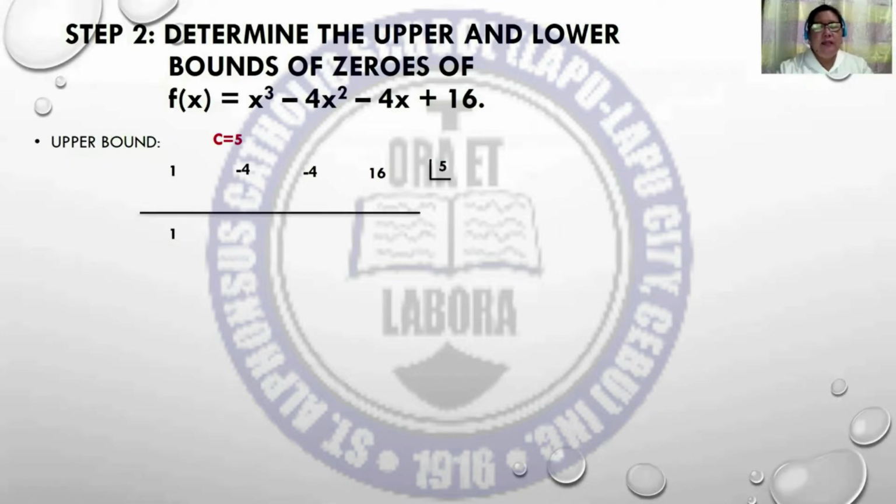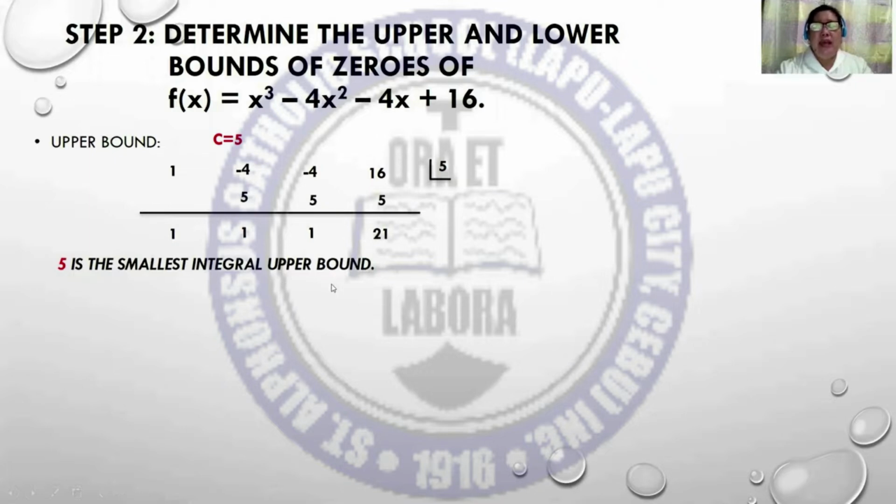Bring down 1. 1 times 5 is 5. Negative 4 and 5 is 1. Then 1 times 5 is 5. Combine negative 4 and 5 is 1. And 1 times 5 is 5. And 16 plus 5 is 21. This will mean that 5 is the smallest integral upper bound.